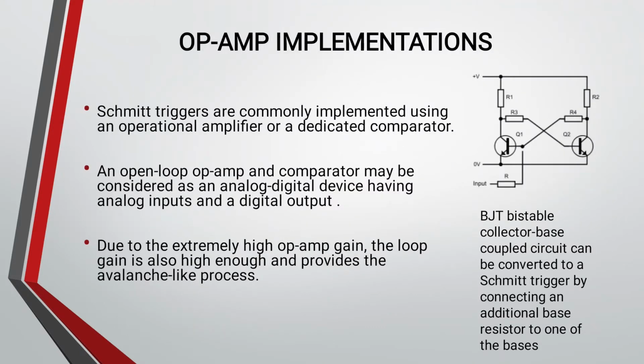Op-amp implementations. Schmitt triggers are commonly implemented using an operational amplifier or a dedicated comparator. Due to the extremely high op-amp gain, the loop gain is also high enough and provides an avalanche-like process.